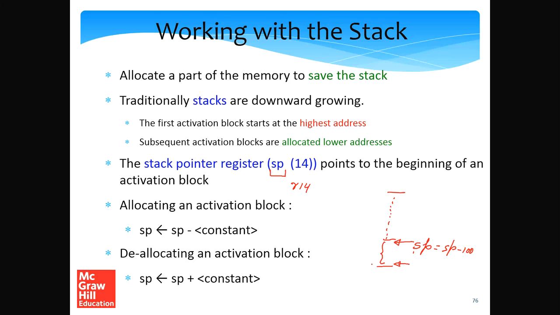Deallocating also requires a single instruction where we essentially do SP equals SP plus the size of the activation block. In this case, if it's 100, then we sort of fold it back up again. So essentially allocating and deallocating an activation block is very simple. To allocate an activation block, we subtract the size of the block, which is a constant and should be known beforehand, from the stack pointer. Similarly, to deallocate the block, we add the size of the block, which is a constant and is known beforehand, to the stack pointer. So it's very simple. Allocating and deallocating is only a single instruction, which is also what we wanted. So we are using the last in, first out property, which has made our life very simple.